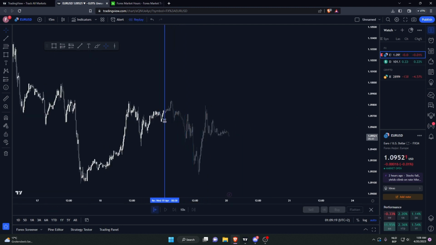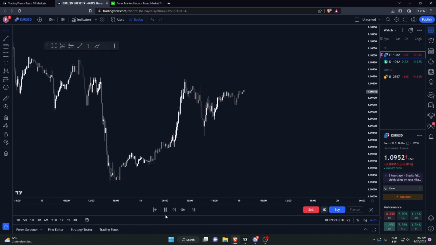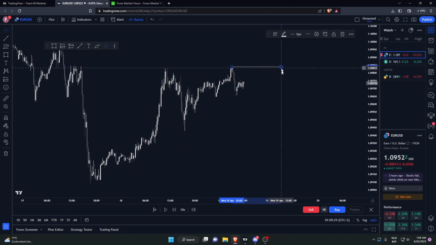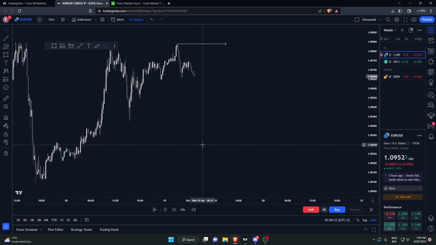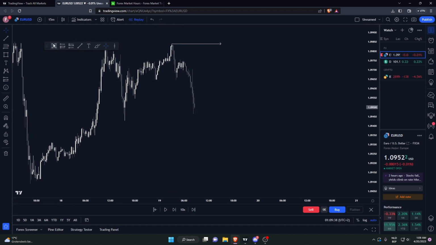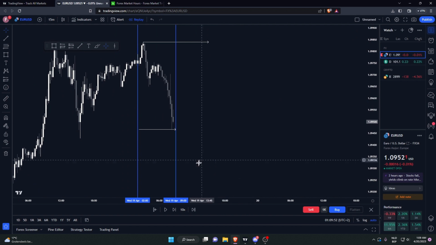So this was Asia. What did Asia do? Asia made its run. Asia took the high. This is your Asia high. And then it's about to be London Open. Realistically, this is when Asia is, so 2 o'clock and 9 o'clock. So essentially Asia pre-ran the move. This is a dump for Asia.